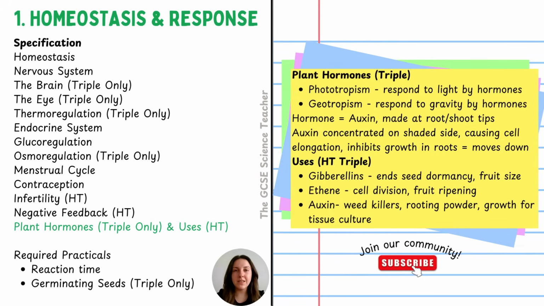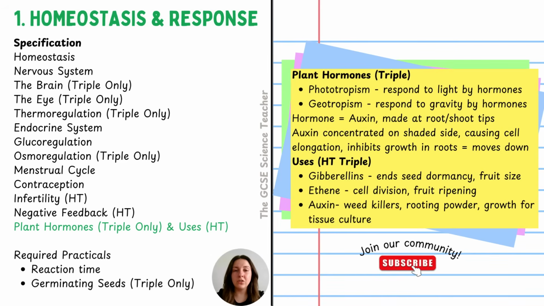Another triple topic, feel free to skip ahead if this doesn't apply to you. Plant hormones. Phototropism and geotropism are two ways plants respond. Phototropism is responding to light by hormones, and geotropism is responding to gravity by hormones. The hormone is auxin, and it's made in the root and shoot tips. Auxin can be concentrated by diffusion on the shaded side, causing more cell elongation. It also inhibits growth in roots, so the roots move downwards towards the ground.